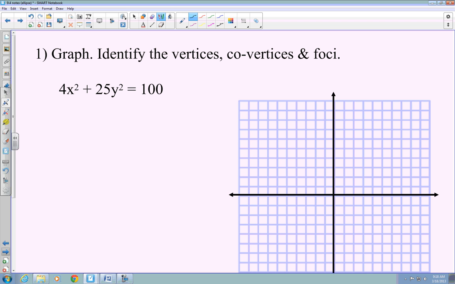I want to put it in standard form. Well, standard form means it's equal to 1. So how am I going to make that equation equal to 1? What are you going to do? I want to make this 1 right here. What do I divide by? Divide by 100, because the number at the end has to be 1. I'm going to divide by 100. Does that make sense?